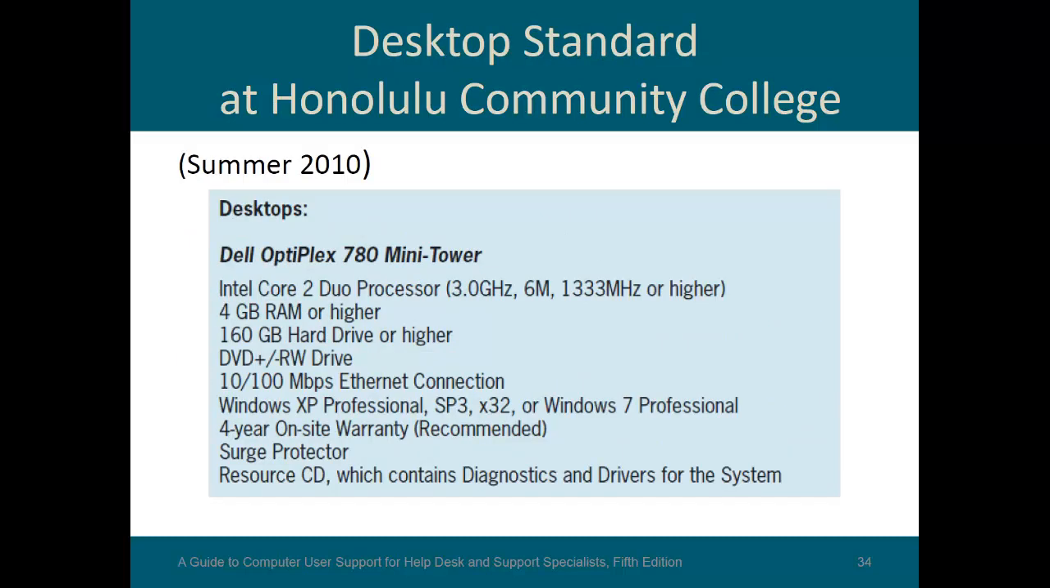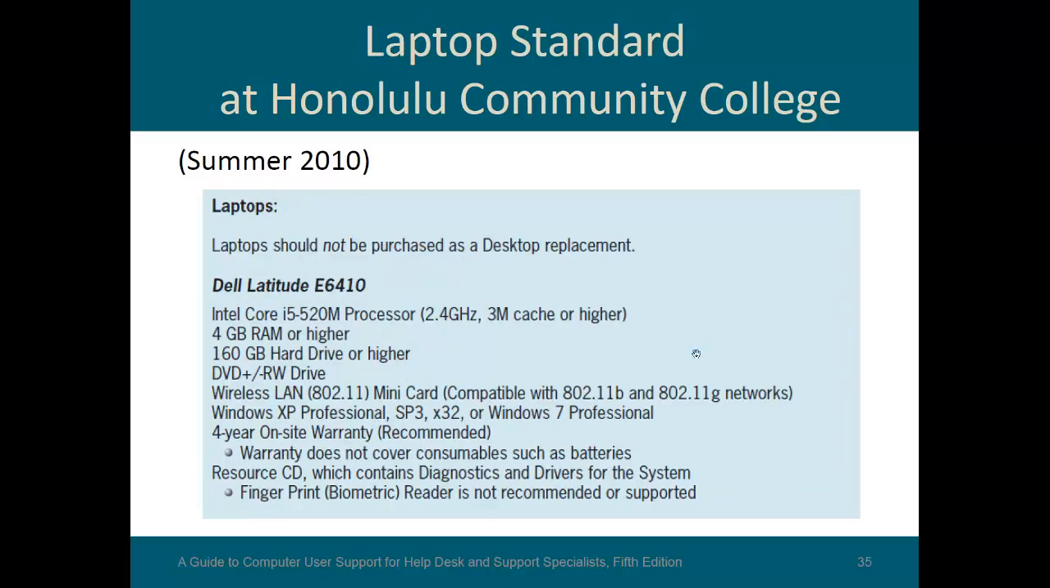In the summer of 2010, the desktops chosen were Dell Optiplex 780 Mini Tower with these particular specifications. For laptops, the chosen one was the Dell Latitude E6410. It should not be purchased as a desktop replacement because, of course, the cost is higher. And it shows all these different specifications.